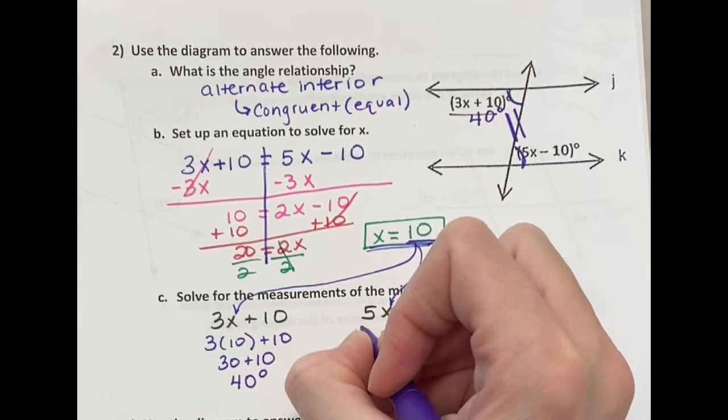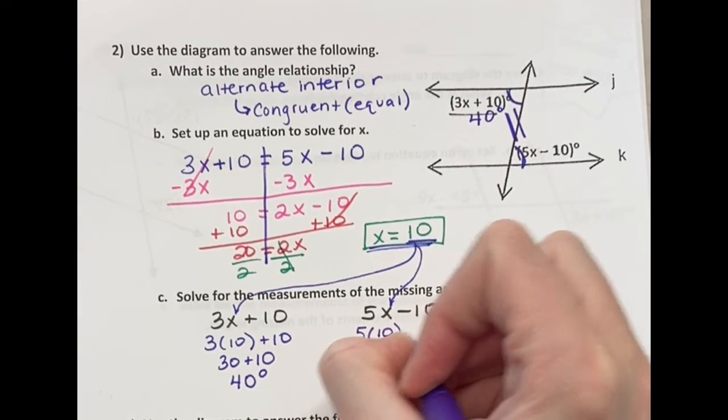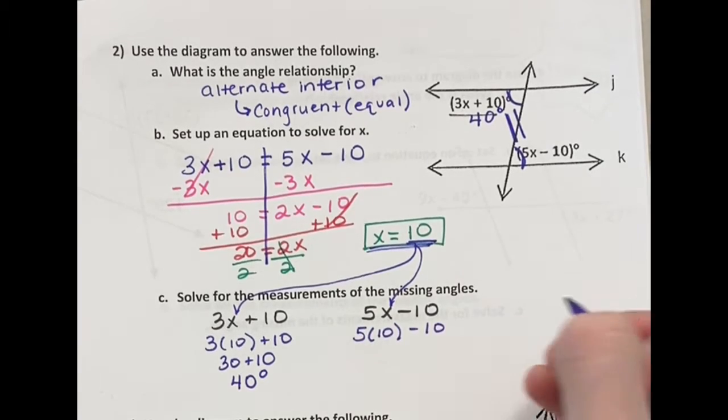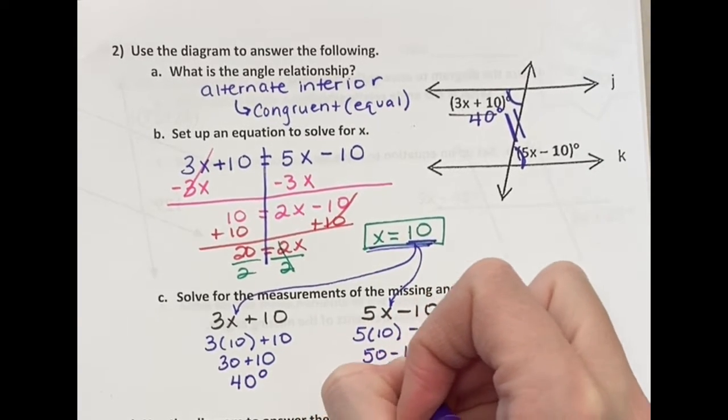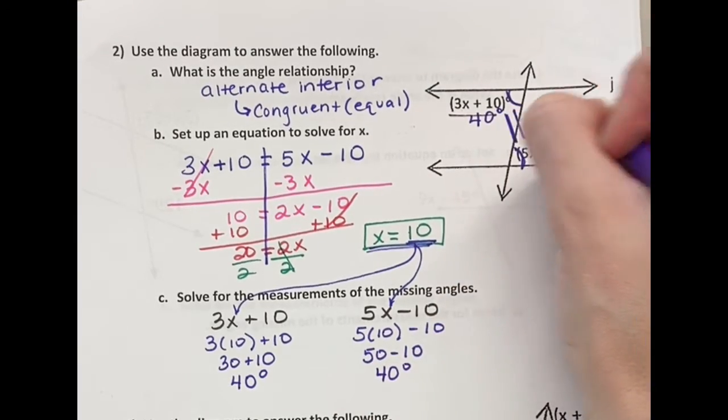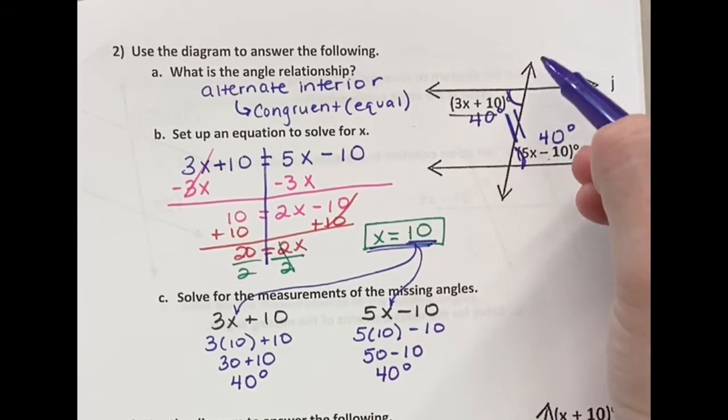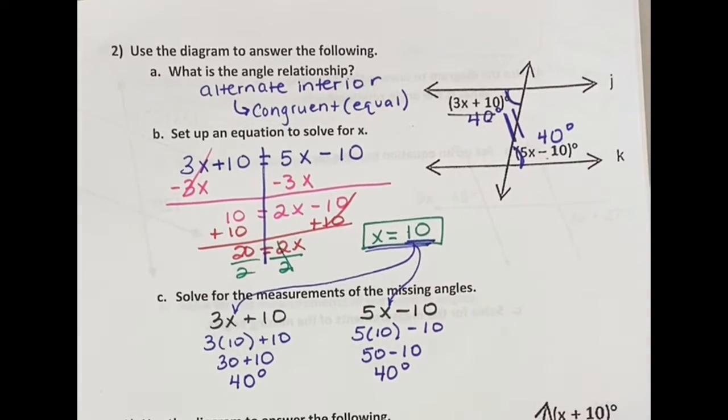Then I have 5x minus 10, which becomes 5 times 10 minus 10. And 5 times 10 is 50 minus 10, which gives me 40 degrees. And we said that alternate interior angles are equal, so this is 40, and the other angle is 40, so we know that we did it correctly.